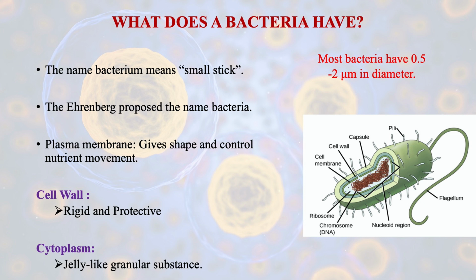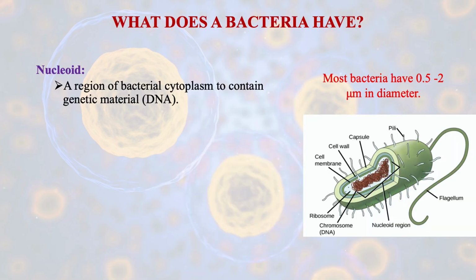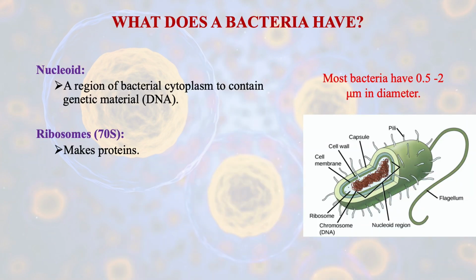So the cell wall covers the cell membrane, and inside the cell membrane there is an aqueous, jelly-like granular substance which is called the cytoplasm. And within the cytoplasm, the genetic material, the chromosomal DNA of bacteria, occupies some space of the cytoplasm called the nucleoid. Here the nucleoid region is not covered by a nuclear membrane, so it floats freely in the bacterial cytoplasm. And bacteria have 70S ribosomes which are responsible for protein synthesis, and some bacteria also have flagellum that helps in the movement of bacteria.